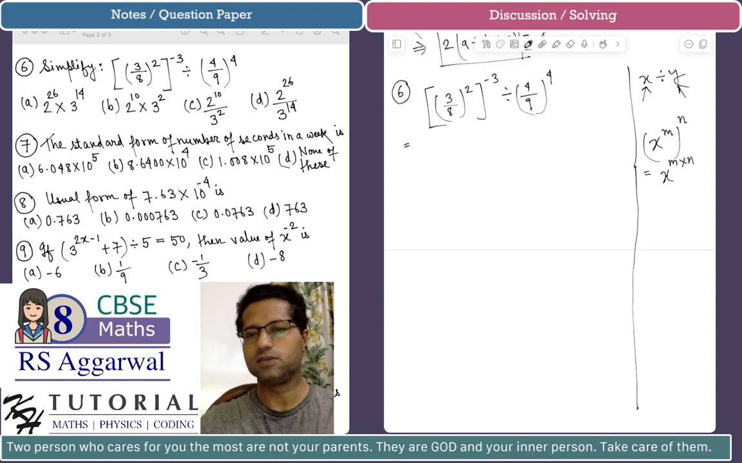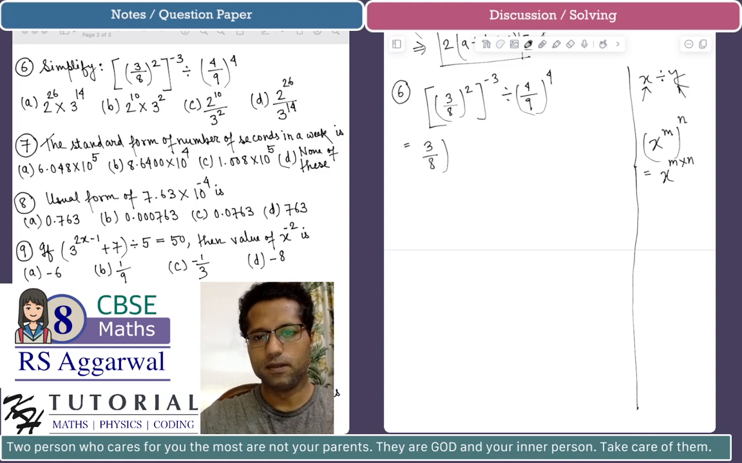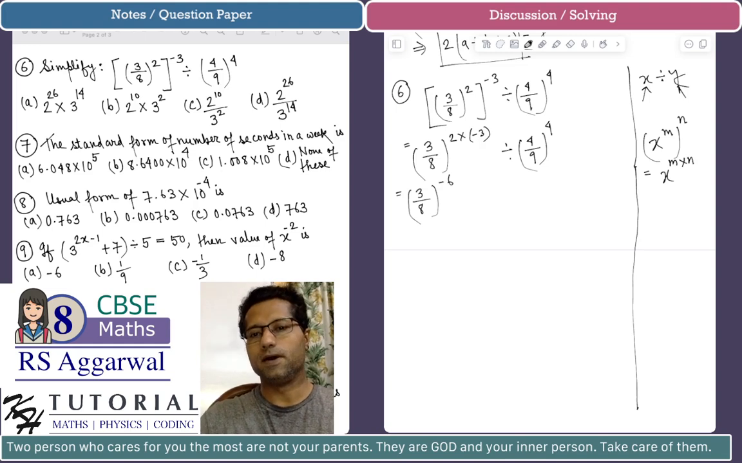So if we apply this concept, the dividend will become 3 by 8 raised to the power 2 multiplied by minus 3, divided by 4 by 9 raised to the power 4. This is equal to 3 by 8 raised to the power minus 6. Now, division by a number can be replaced by multiplication by the reciprocal of the divisor.